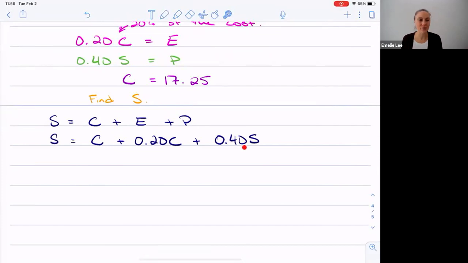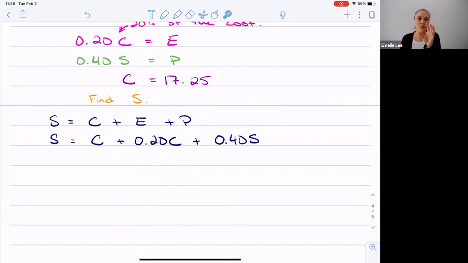Trying to solve for S, right? In my mind, I'm feeling a little bit smug because I already know what C is. So when the time is right, I'm just going to plug C in. Now you can do fancy stuff, like pull out a common factor of C here and have C times 1 plus 0.2. I like to play it safe, so I'm just going to leave it as it is for now.